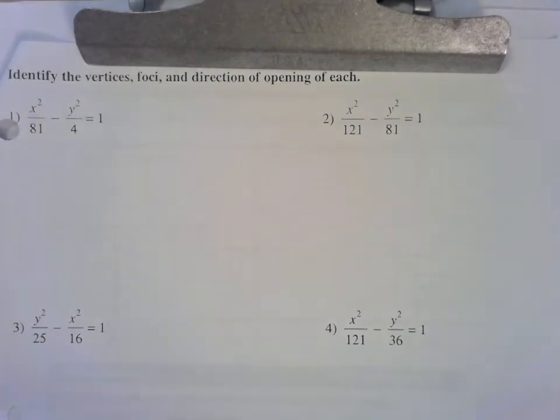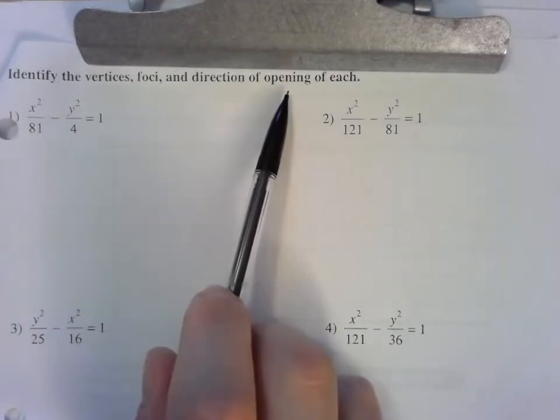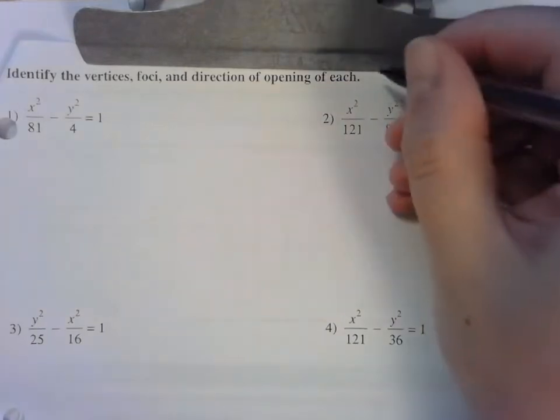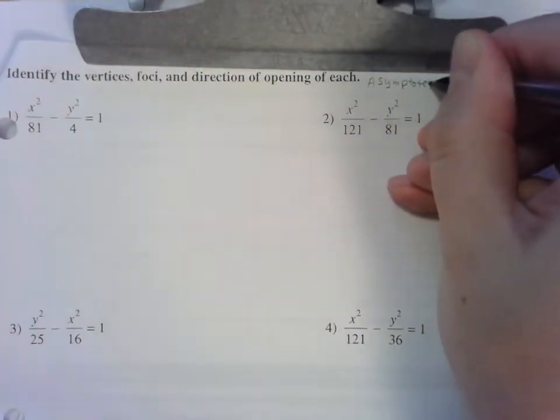In this next video, I'm only going to be working on the left side of this page and doing the 3 odd exercises. We're going to determine where the location of the vertices and the foci are, the direction of the opening of each of these hyperbolas, as well as the asymptotes is something I'm going to add to this. I want to find the equations for their asymptotes.